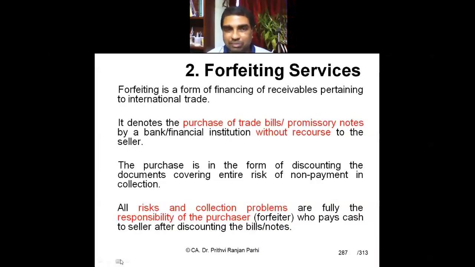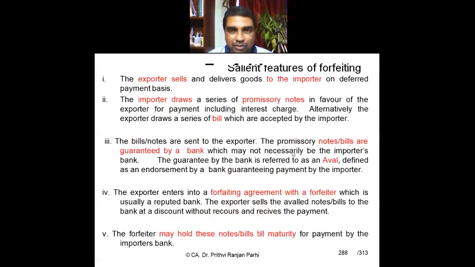The risk of collection problems lies fully with the purchaser, or the forfeiter who accepts these bills. In fact, they purchase these bills without recourse, so it is entirely their responsibility. This is one more kind of service. Some salient features of forfeiting we will quickly go through.